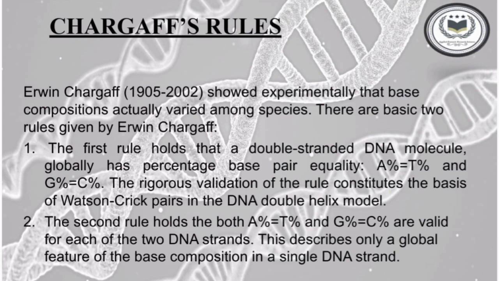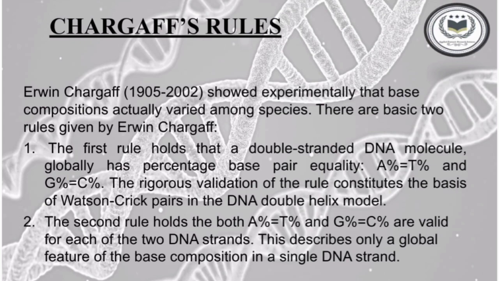in the time period of 1905 to 2002 gave two basic rules that apply to the DNA molecule, a double-stranded structure. The first rule is that A percentage equals T percentage, and G percentage equals C percentage. That is, whatever percent of adenine is present, the same percent of thymine will be present. This validation of the rule constitutes the basis of Watson and Crick pairs in the double helix model.